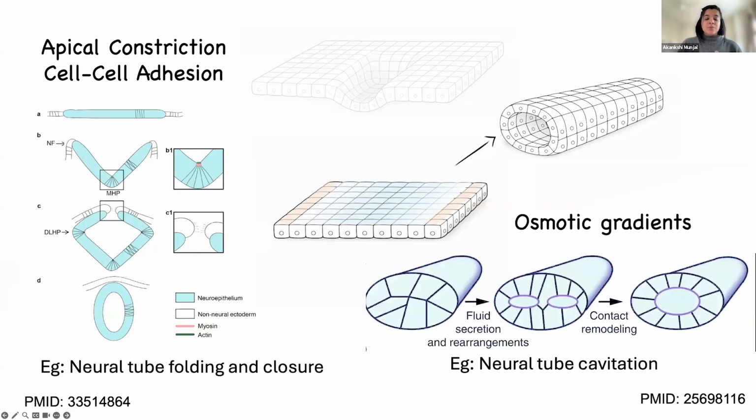Another way to make a tube is by cavitation. So here, essentially, you have a mass of cells that reorganize into a tight epithelium, and they start pumping in ions and create a lumen de novo, often through accumulation of fluid because they're pumping ions. And this causes this cavitation and opening up of these cells into a tube. And this is how zebrafish makes its neural tube.